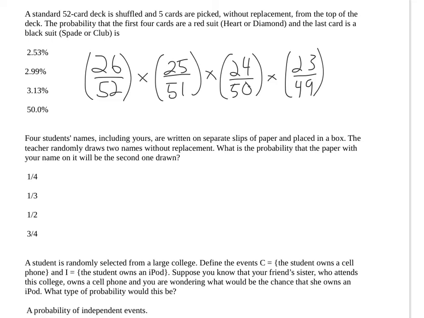And now the last card is a black suit. Well, there are 26 black cards remaining because we haven't actually taken any of those out. So we have 26 cards, but we're not drawing them out of 52 cards. We're drawing them out of 48. Right? This number right here, the denominator, continues to decrease as you remove cards. There are just fewer cards in the deck now. The number of red cards decreases. And then finally, the number of black cards is 26 by the end. So what you need to do is multiply these together.